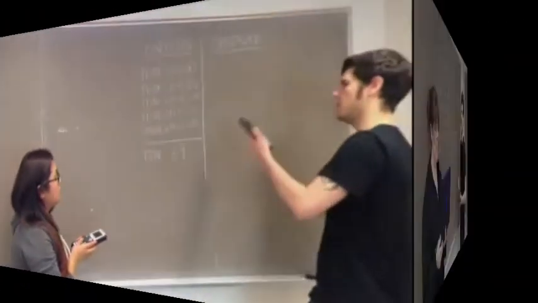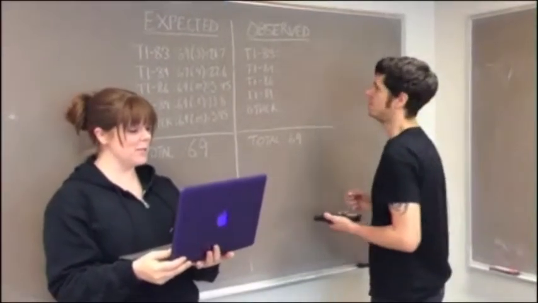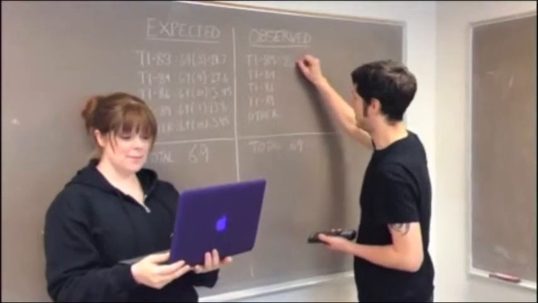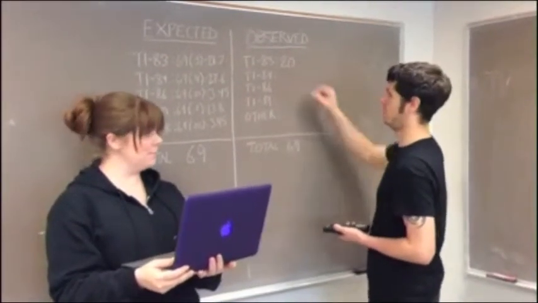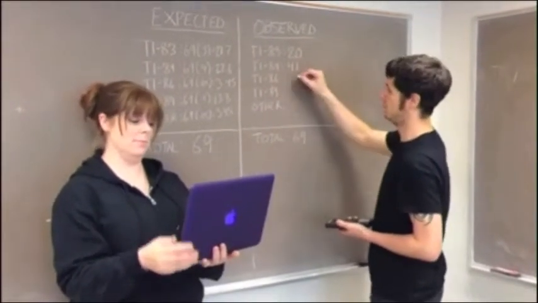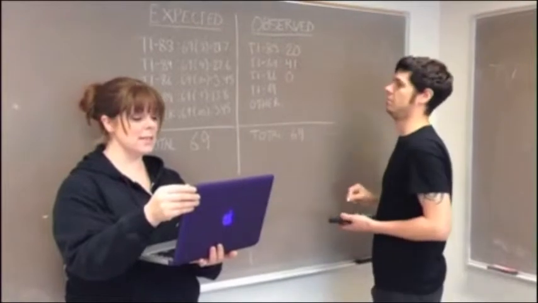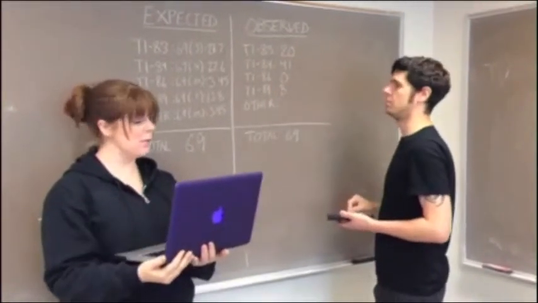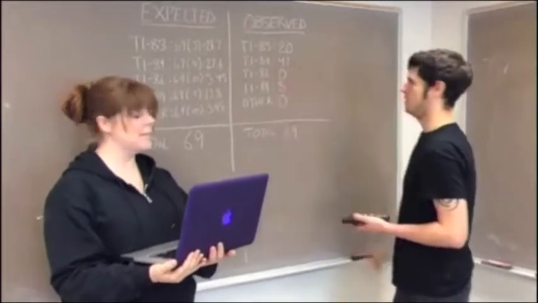Okay, for our observed values, TI-83, we have 20. TI-84, 41. TI-86, 0. TI-89, 8. And other, 0. For a total of 69.